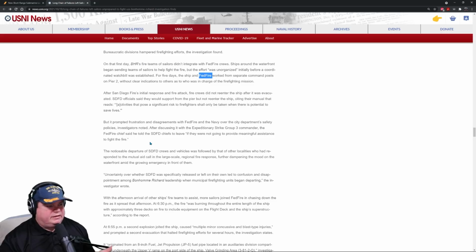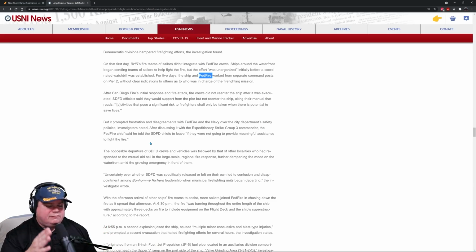Citing their manual that reads, activities that pose a significant risk to firefighters shall only be taken when there is a potential to save lives. Well, they've already evacuated everybody off the ship. Therefore, San Diego Fire Department's like, well, let it burn. Let it go. And that's not right. I don't care what the damn book says.